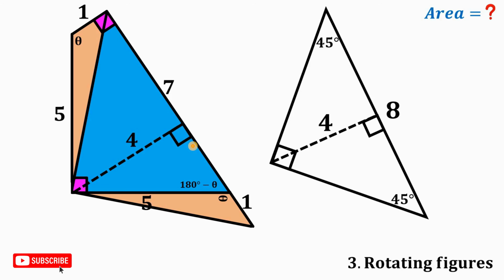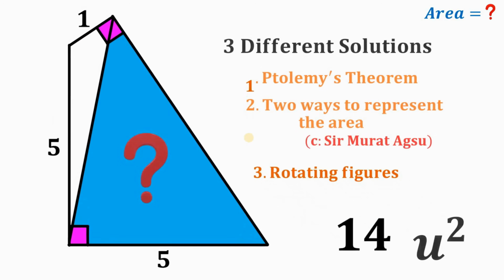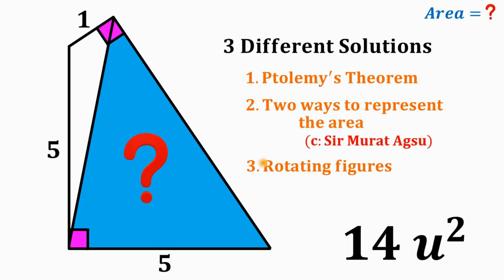And there you have it. We can now find the area of this blue triangle using the formula 1/2 times base times height. The base is 7, the height is 4, and 4 times 7 divided by 2 is 28 divided by 2, which also gives us 14 square units. Therefore, given these 3 solutions, we get the same answer of 14 square units. And as always, we are done.